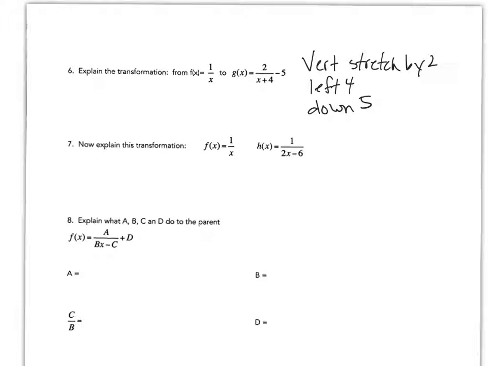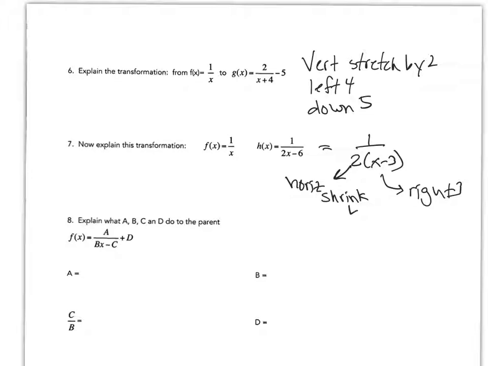Now, we do have a little bit of a trick. In the denominator, you want to be careful. The way I see it, this could be factored. So they have a 2 in common, leaving us with x minus 3. That x minus 3 is going to control left and right. Of course, that's a minus, so this is right 3. And the 2, well, the 2's not in the numerator anymore, so it's not the vertical stretch like in number 6. This is going to be a horizontal shrink or compress by 2.